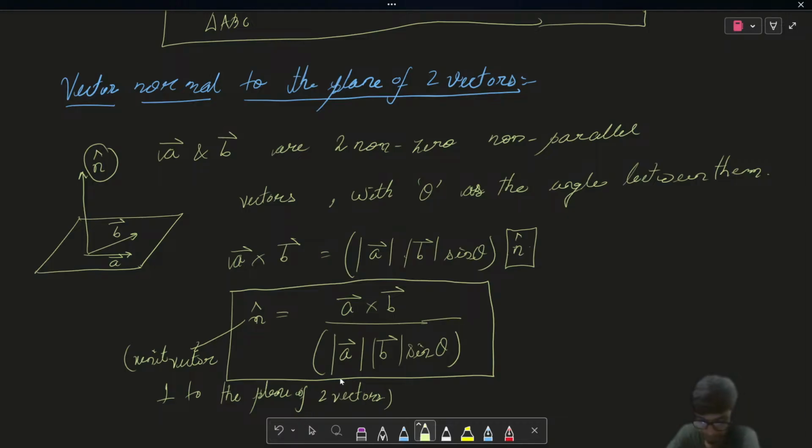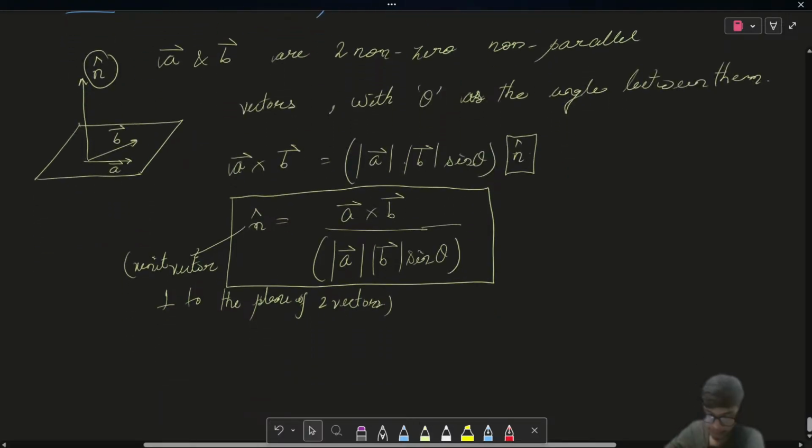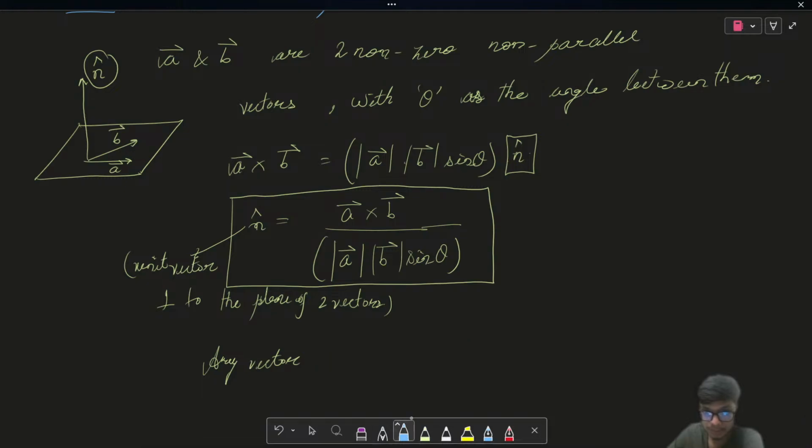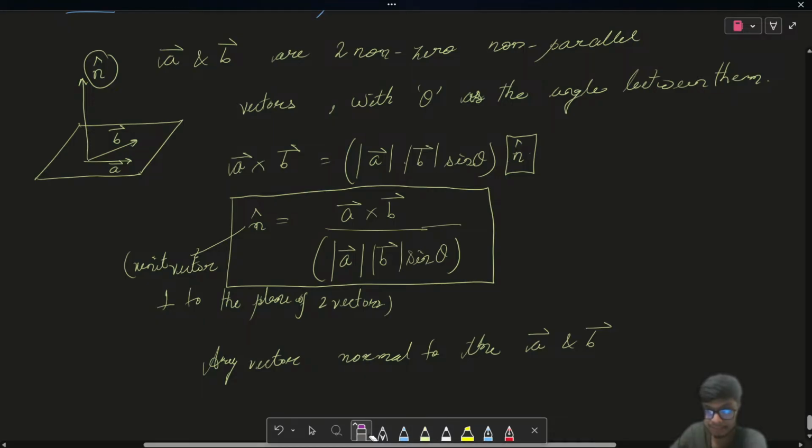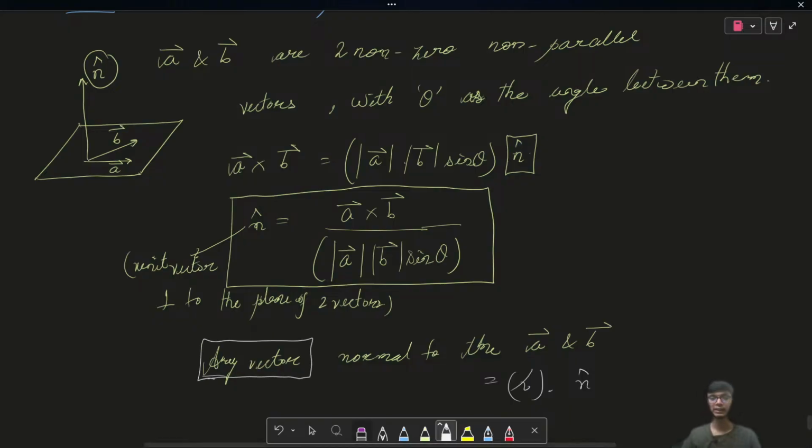So if I need to find any general vector normal to the a vector and b vector, that can be given as lambda times this n cap, where lambda denotes the magnitude of that particular vector. So any vector can be denoted with this notation. I hope this is clear to all of you.